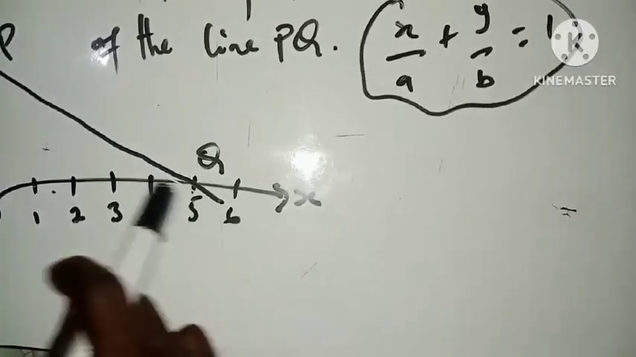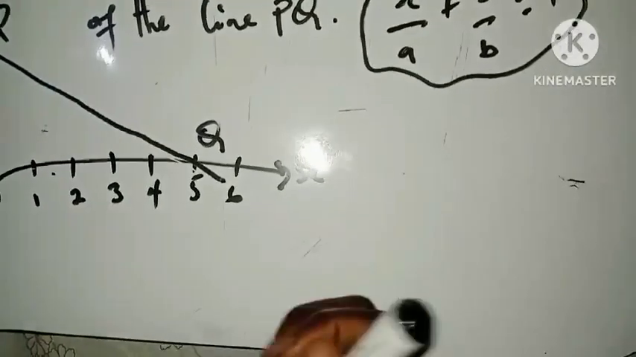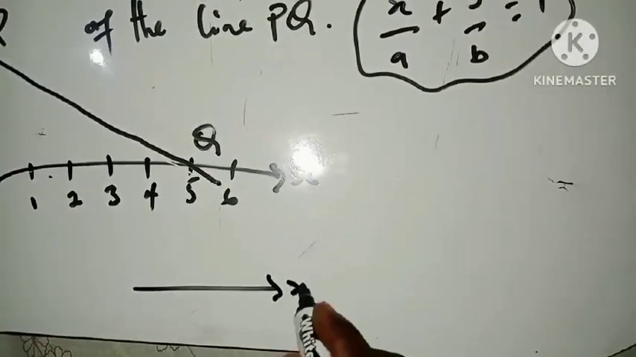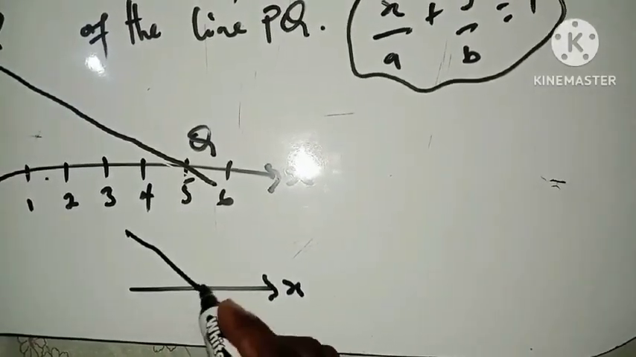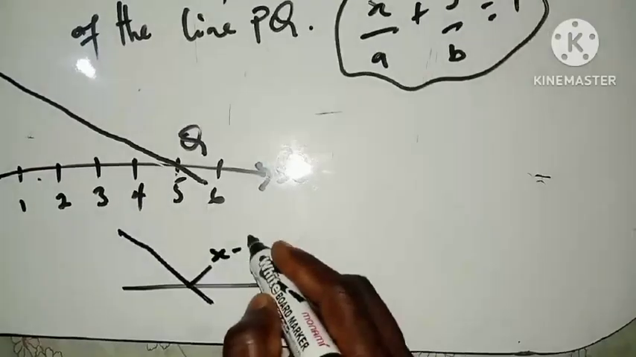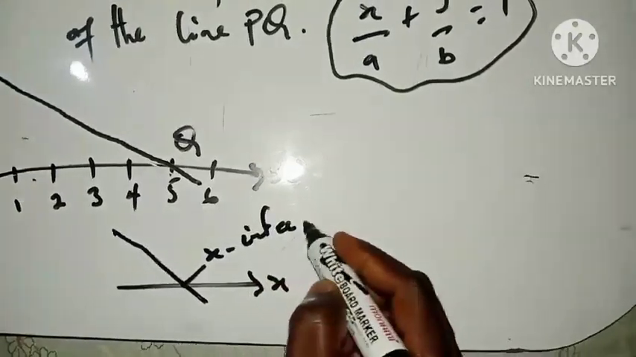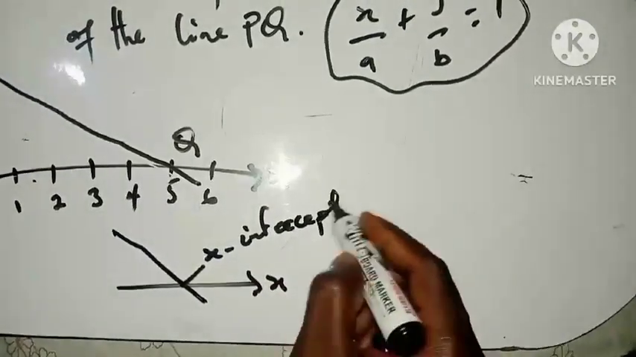So in terms of the graph, this is how it's supposed to be. Once you meet this particular line, this is the x line here. So this is the point where the graph meets this line, and here we are calling this point the x-intercept. All right, that is supposed to be the intercept.